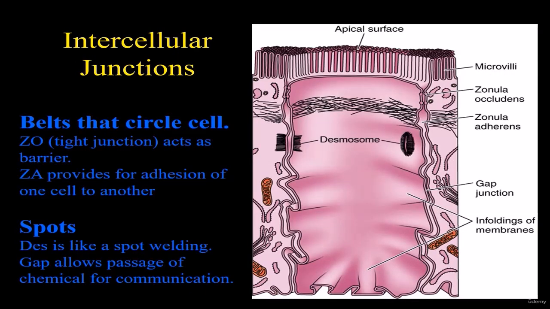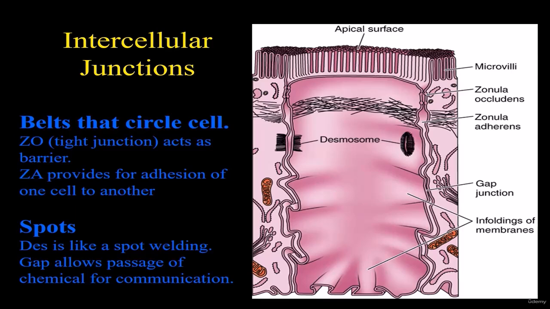Intercellular junctions. This is the microvilli. Belts that circle cells: tight junctions act as a barrier. They provide for adhesion of one cell to another. Here are the junctions: the gap junction, desmosomes, zona occludens, zona adherens, microvilli.